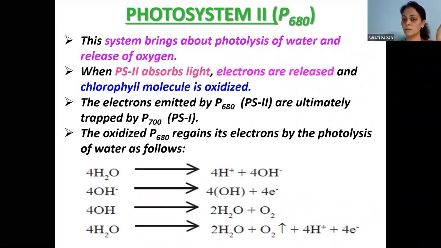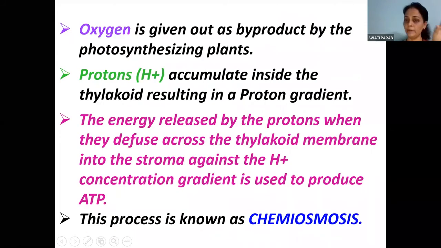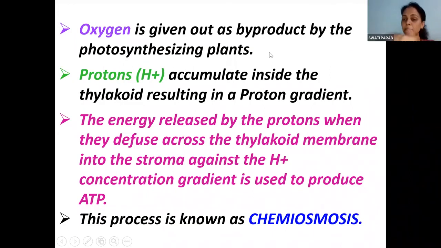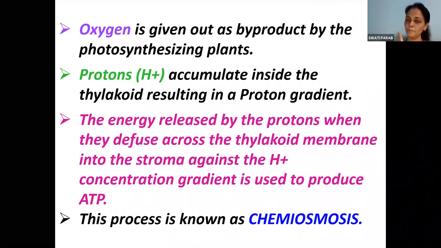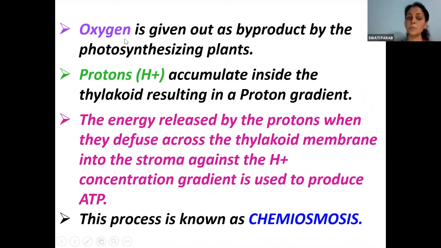Clear with this? Okay, fine. So you're not going to write this now. We'll come to this point later on. Now see, oxygen which is given out as a byproduct by the photosynthesizing plants is being used for the process of respiration by the animals, isn't it? Same way, ये जो protons हैं, where do they go and accumulate? They accumulate in the thylakoid, resulting in the proton gradient.